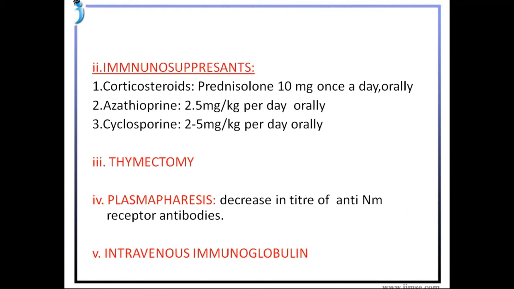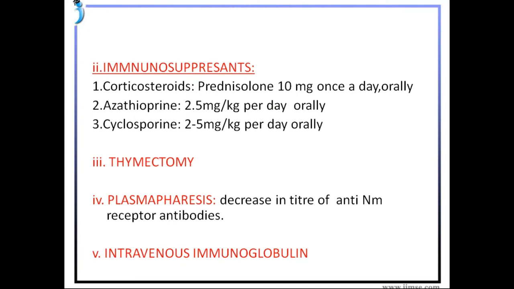Other than the main reversible anticholinesterase agents, there are also other kinds of measures used to treat myasthenia gravis. The first group we see is the immunosuppressants. That's corticosteroids, prednisolone 10 mg once a day orally, as well as azathioprine 2.5 mg per kg per day orally, and cyclosporin 2.5 mg per kg per day orally.